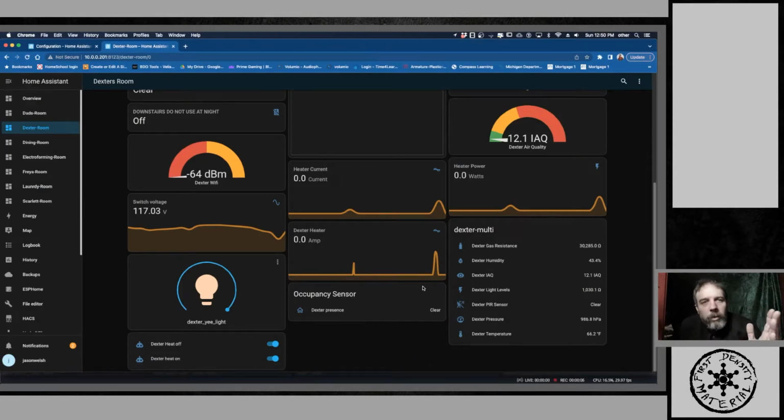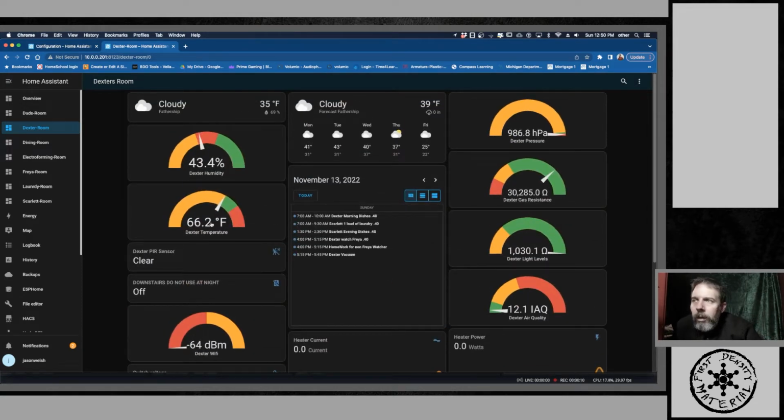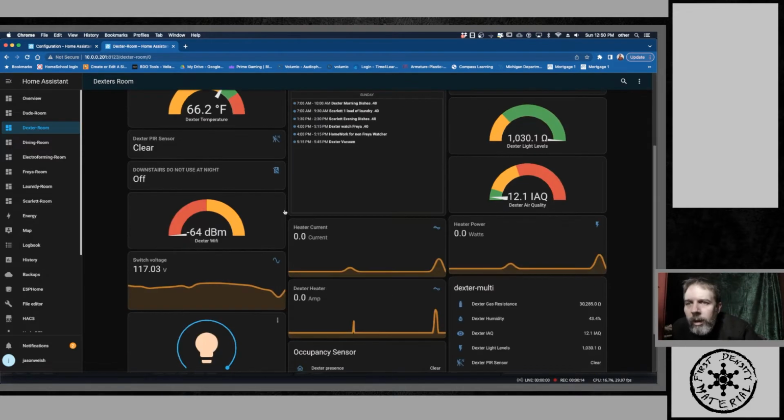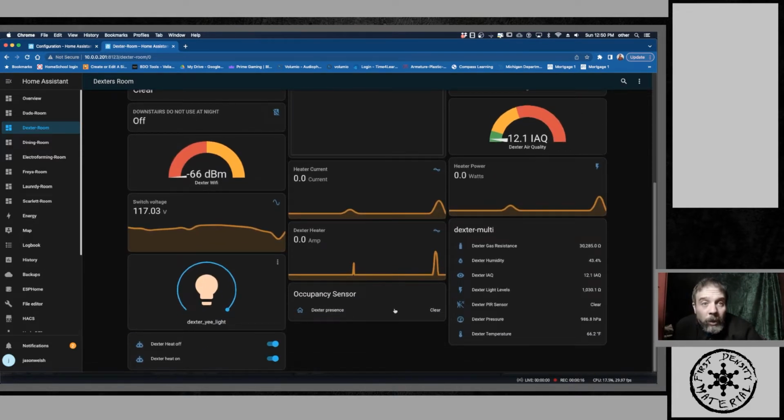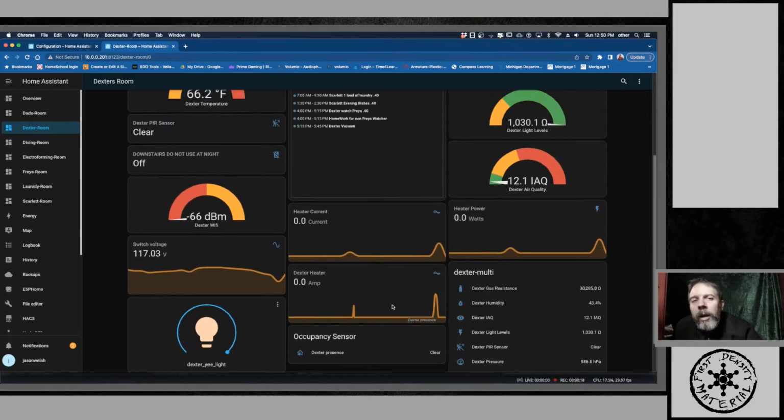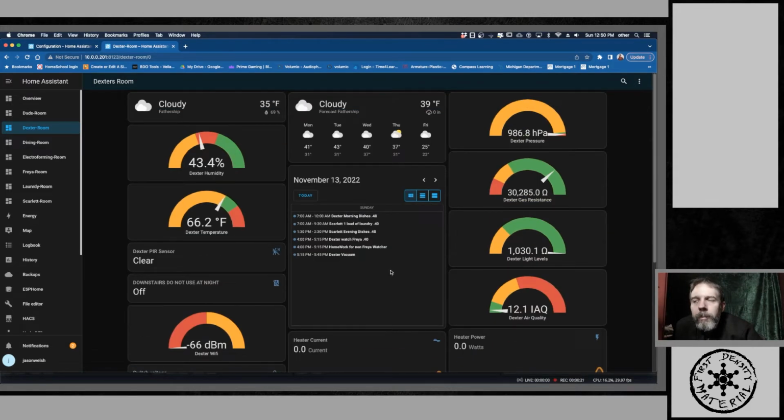Alright, so right now this is my son's card. It's got the temperature in the room, the humidity level. It has the ability to see if he's in the room. This is all based upon the multi-sensor that's in his room.